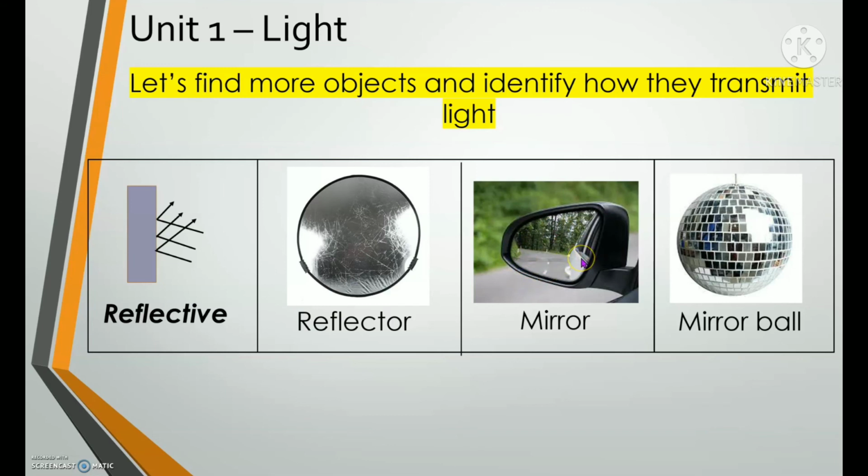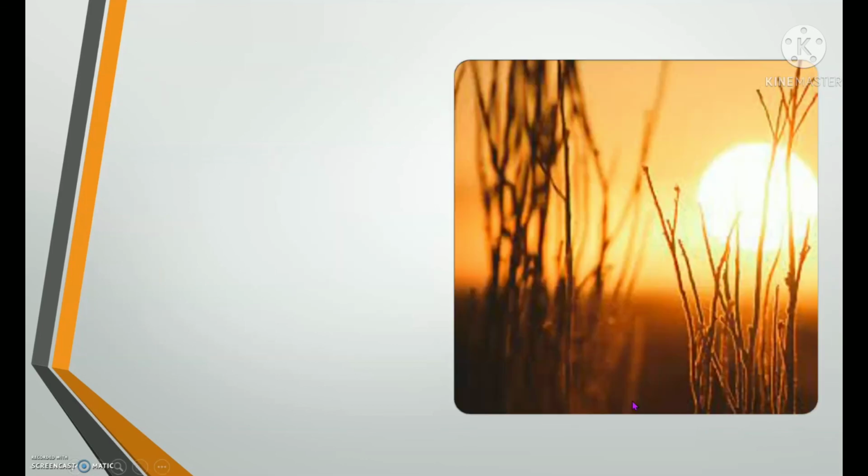The light is reflected. Another one is the mirror ball. We cannot see through the mirror ball because the light bounces back from the mirror ball. That's why we can see the reflection from the mirror ball when it hits with the light. It bounces back. Very good, everyone.